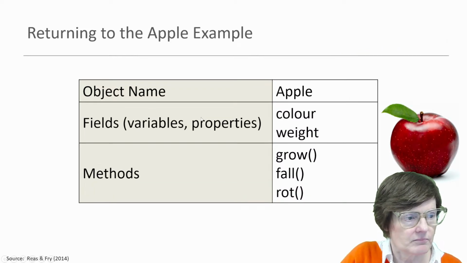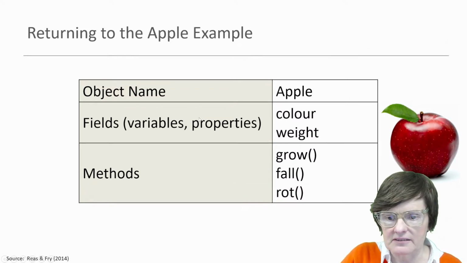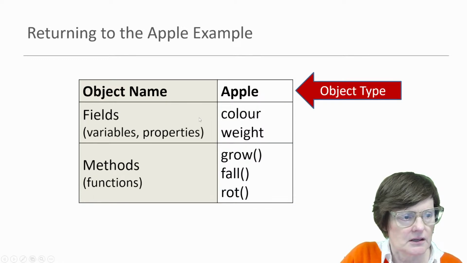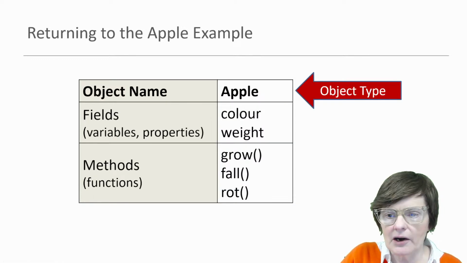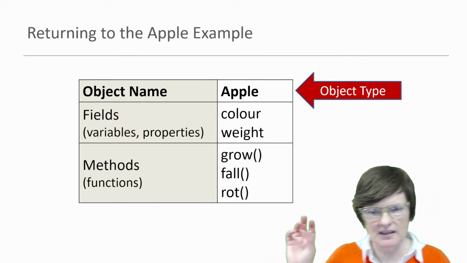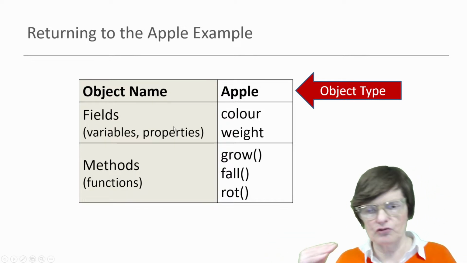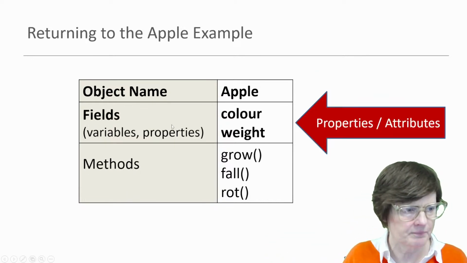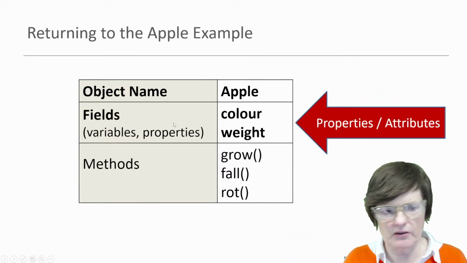So, returning to the apple example, right? This is our object type. It's called apple. So we can have many objects of type apple, in the same way as when we have string, we can say str1 is of type string, str2 is of type string. These are our fields or our properties.